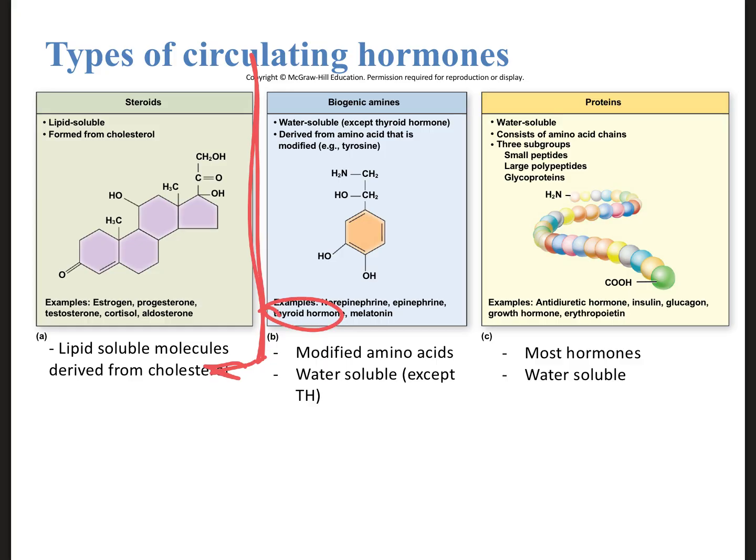What do you remember about the cell membrane in terms of lipid-soluble molecules versus water-soluble molecules? What's the cell membrane made up of? It's a phospholipid bilayer, and that phospholipid bilayer has a hydrophilic part and a hydrophobic part. The hydrophobic part is right in the middle, and the hydrophilic parts are on either side of the membrane.